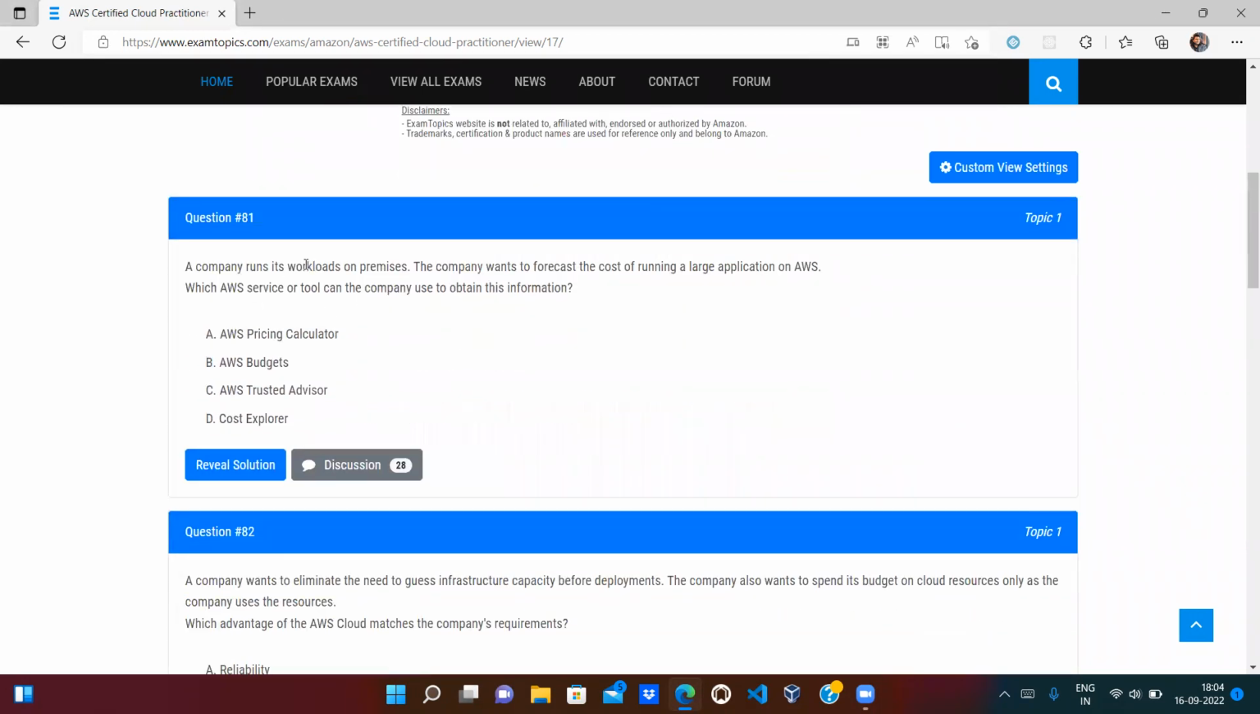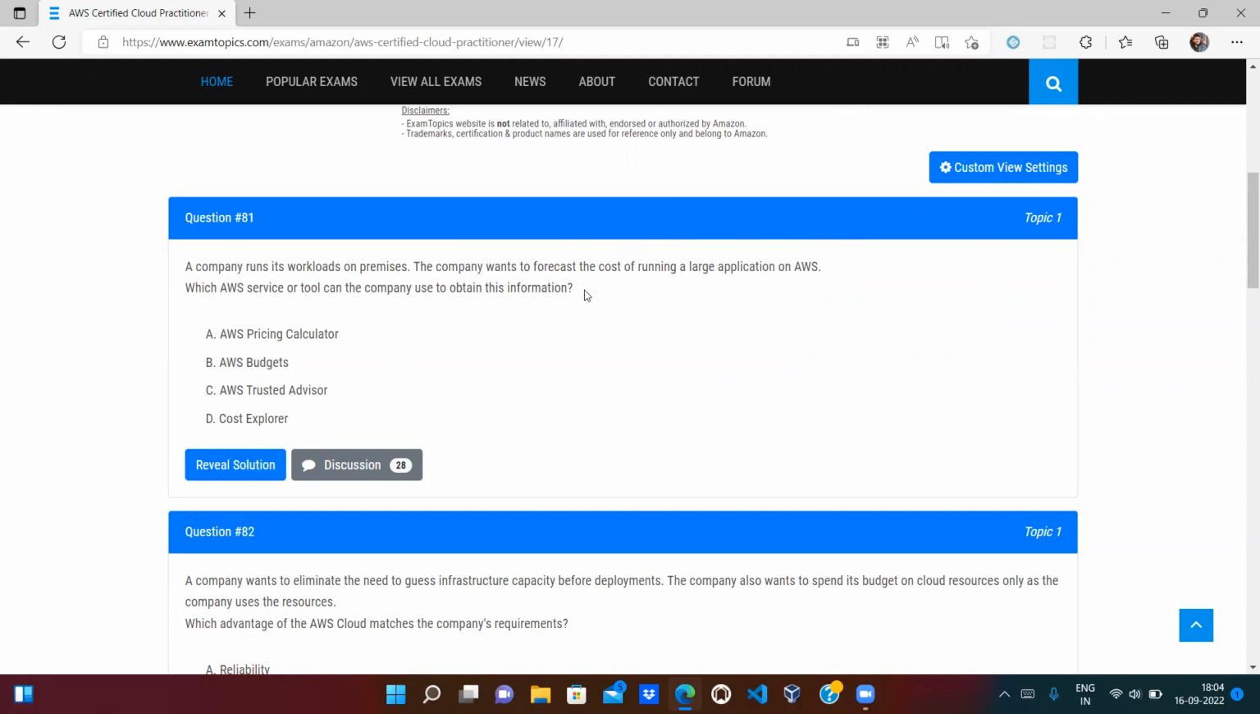A company runs its workload on premises. The company wants to forecast the cost of running a large application on AWS. Right now they are on their own premises, but they are planning to move to AWS. Before moving, they want to forecast the cost. Which AWS service or tool can the company use to obtain the information?